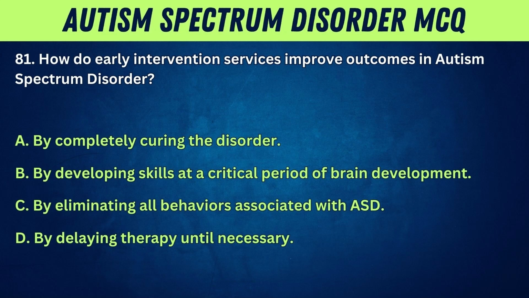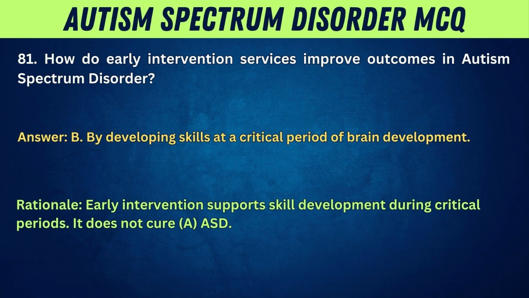81. How do early intervention services improve outcomes in autism spectrum disorder? A. By completely curing the disorder. B. By developing skills at a critical period of brain development. C. By eliminating all behaviors associated with ASD. D. By delaying therapy until necessary. Answer. B. By developing skills at a critical period of brain development. Rationale. Early intervention supports skill development during critical periods. It does not cure ASD.